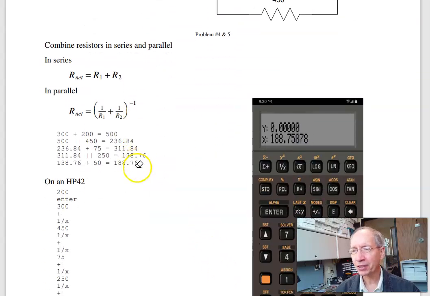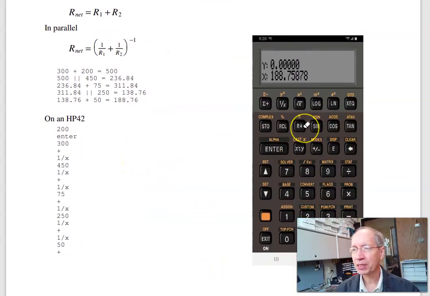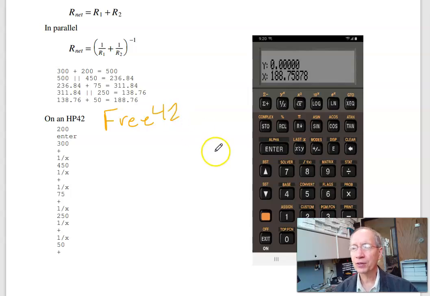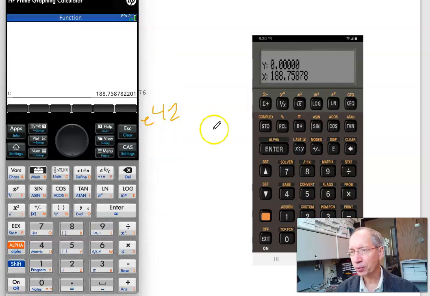My favorite calculator is the HP42. I believe it's the best calculator ever built, no longer in production. You can get a free app on your cell phone called Free42. If the instructor allows cell phones on tests, that's what I would use. If the instructor does not allow cell phones on tests, the HP Prime is not bad. It's about $124 on Amazon. It's a pretty good calculator.